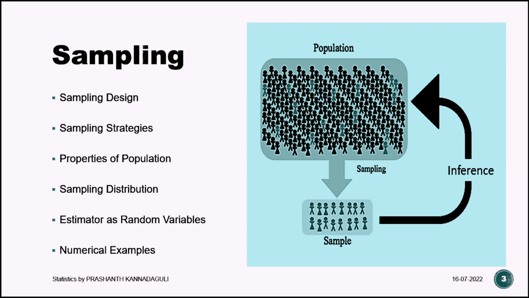So sampling is one very important aspect when it comes to the concept of statistics. It starts with the sampling procedure itself. So the topics to be covered will be, as you can see over here: design the strategy, what are the properties you have with respect to your population, the distribution of the sampling, the estimator, how do you relate it to a random variable, and there are some examples.